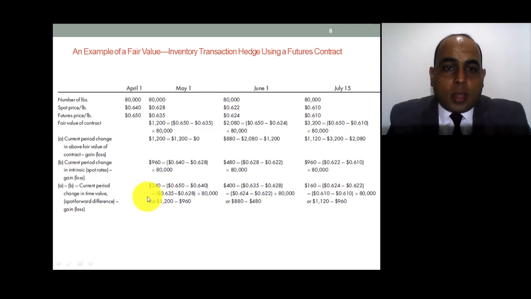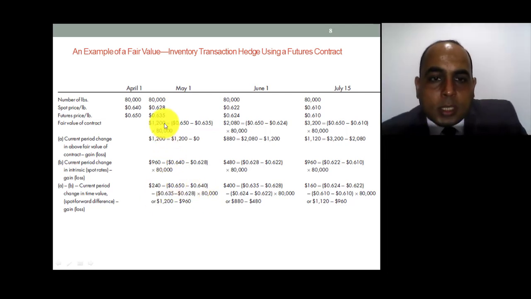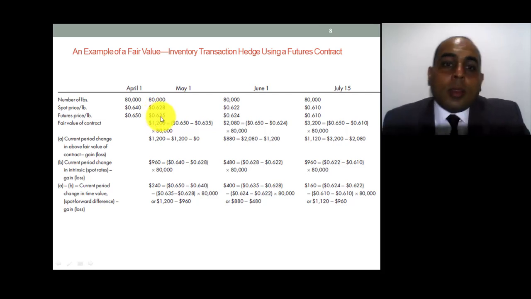What's the amount of the change in time value? Here we are talking about the change or the difference between the future price and the spot price, 65 and 64. 64 minus 65 multiplied by 80,000. Also, the difference between 628 and 635.